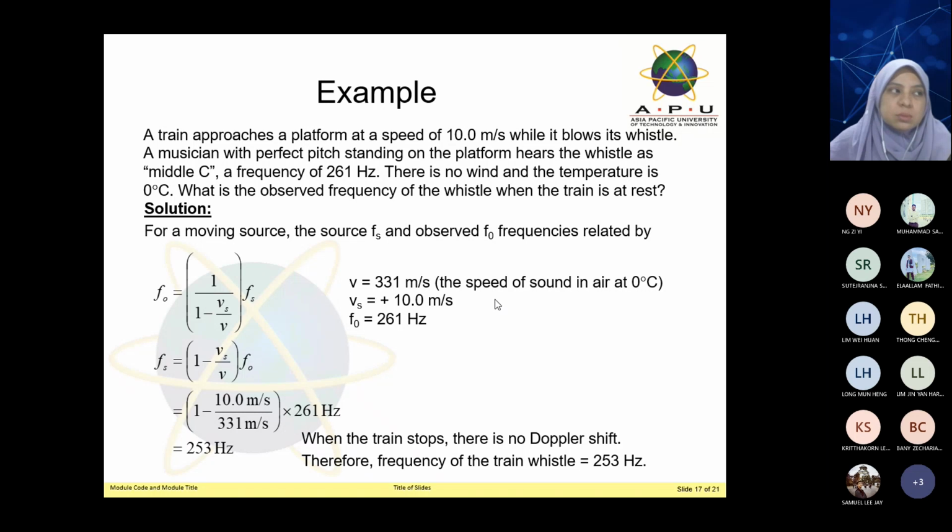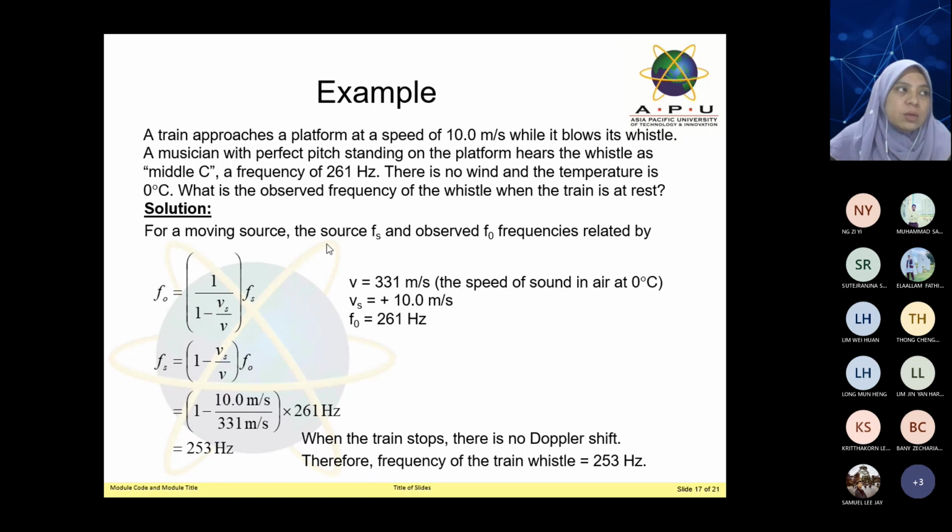Environment. Okay, so Vs is equal to 10 meter per second in the question given. Vs is V source, velocity of the source. So this one is the train. Train is the source who gives the music. Train is the source who gives the sound. So train is Vs, 10 meter per second.